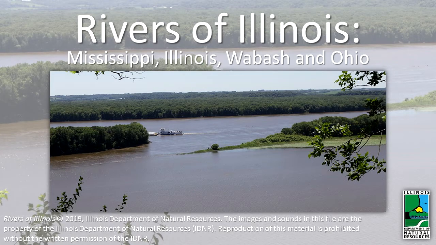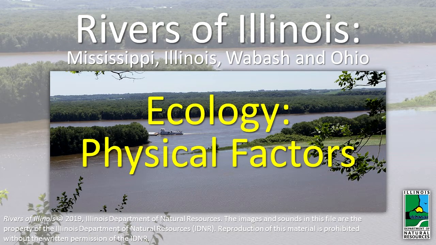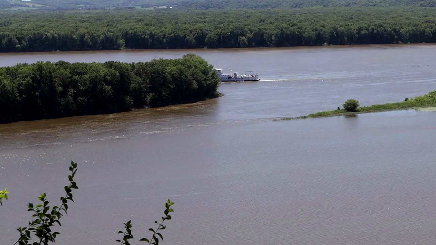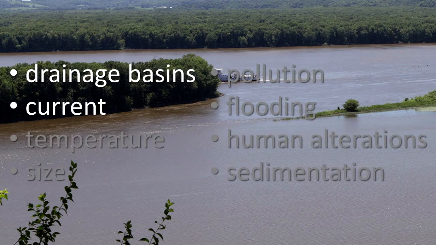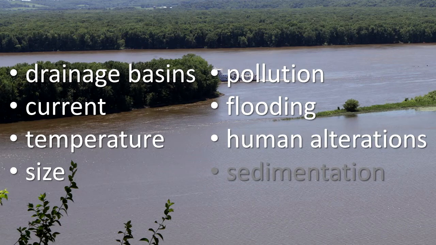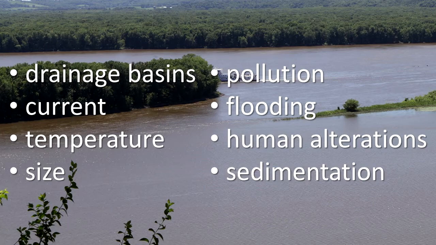Rivers of Illinois: Mississippi, Illinois, Wabash, and Ohio. Ecology, physical factors. Ecology is the scientific study of relations that living organisms have with respect to each other and their natural environment. In this podcast, we will focus on the physical factors of rivers. In particular, we will look at characteristics like drainage basins, current, temperature, size, pollution, flooding, human alterations, and sedimentation.